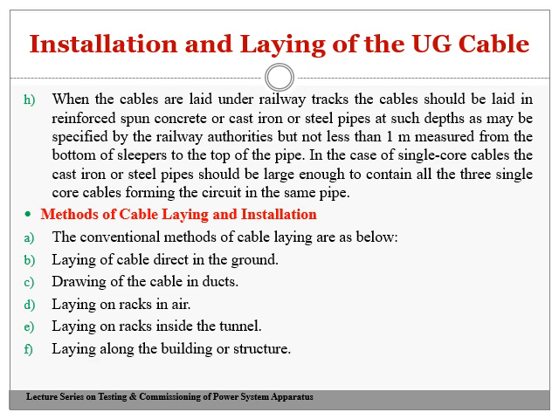When the cables are laid under the railway track, they should be laid in reinforced concrete or cast iron. Sometimes it becomes necessary to cross the railway crossing, and then special care is to be taken to lay down the cable so that it can pass through, as with an overhead line. Now we see the methods of laying and installation.